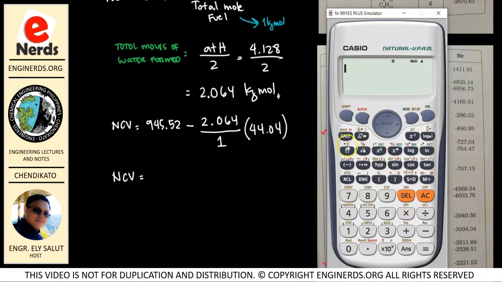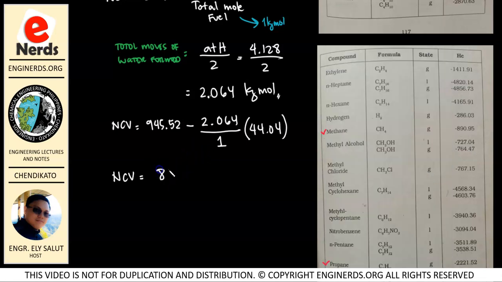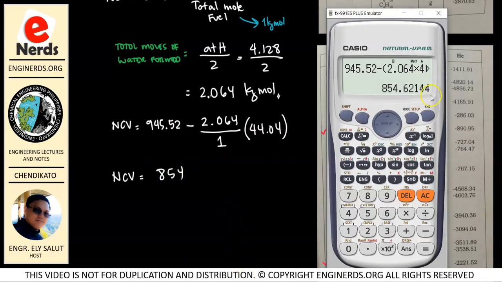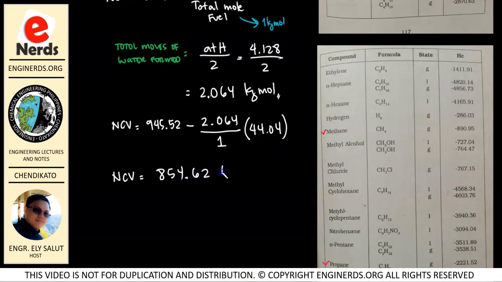So, unahin ko na to para hindi ako malito. Alright, so we have 945.52 minus 2.064 times 44.04. And this is equal to 854.62. Okay, 0.62. So this is in megajoule per kilogram mole, no?